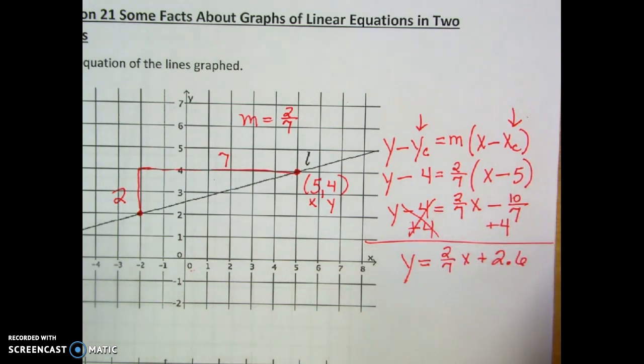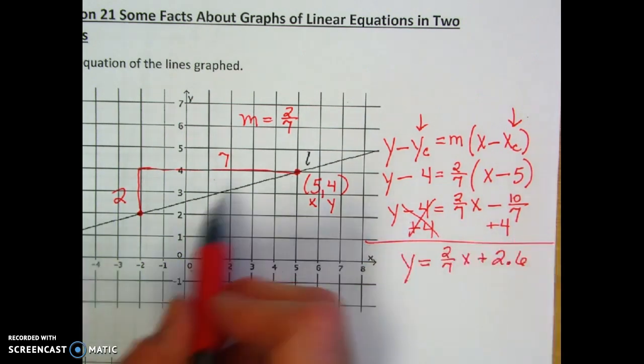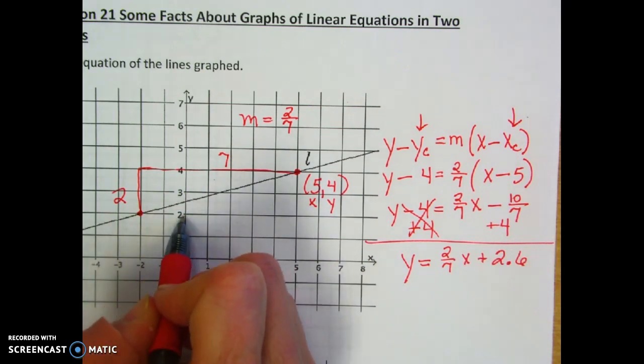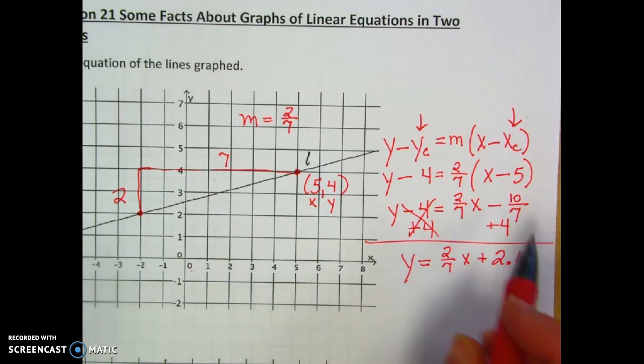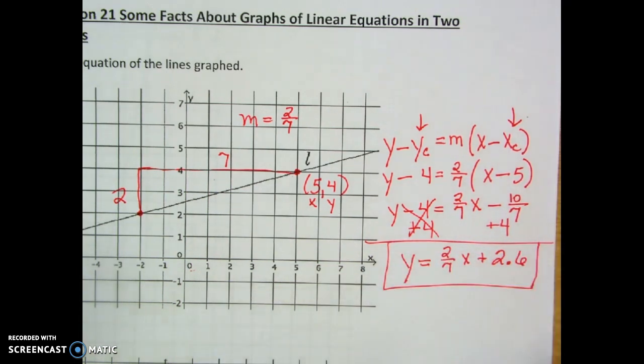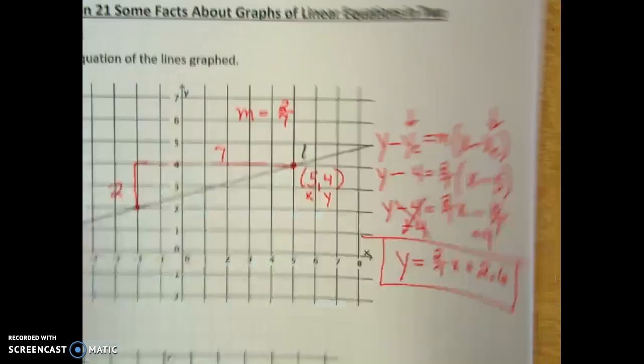I'm rounding it. I don't need it to be more exact than 1 or 2 decimal places, so 2.6 would be sufficient. And that looks reasonable. My y-intercept we said was between 2 and 3, so 2.6 sounds reasonable for that. So this is my final equation in slope-intercept form for this line. Okay, let's try another one.